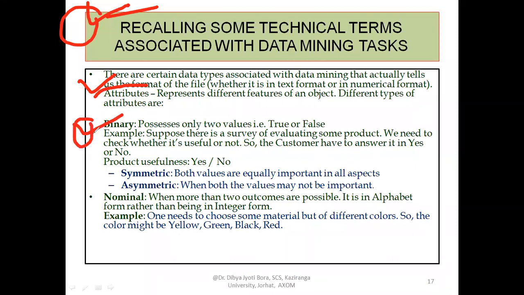that we frequently encounter is the binary type of attribute. A binary attribute possesses two values, either true or false. From the term itself it is clear that it is binary, so it may be either yes or no, true or false. Let's take an example. Suppose there is a survey evaluating some product. We need to check whether it is useful or not.